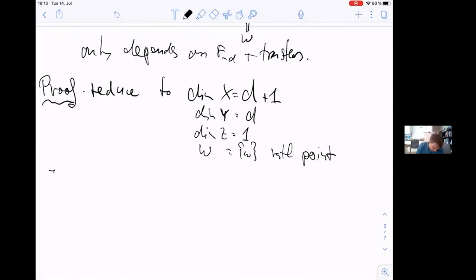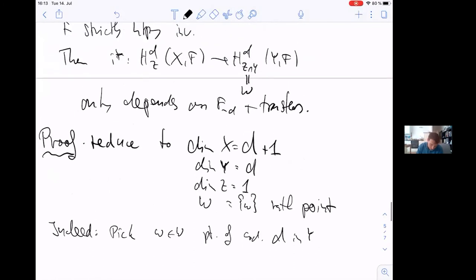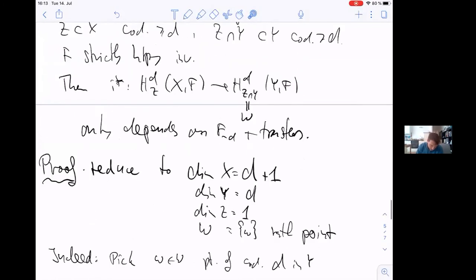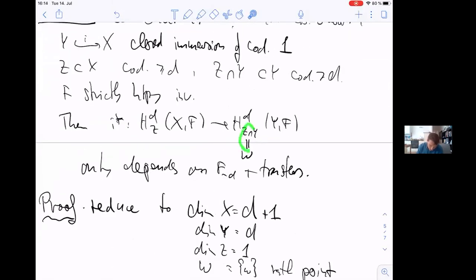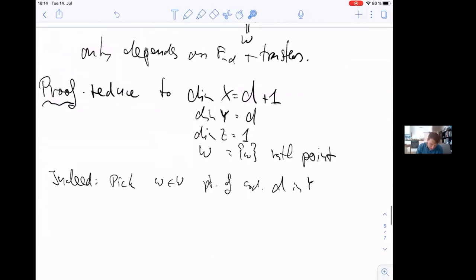Okay, so how do you do this? Somehow this is some sort of standard trickery. So what you do is you replace x by the Henselization. I pick my w in W, a point of codimension d in Y, because the problem is local on points of codimension d in Y and W. So I pick this point, and I just have to look locally around this point, and I replace x by the Henselization in this point. And of course, I also replace y by the Henselization in this point and z by the Henselization in this point.